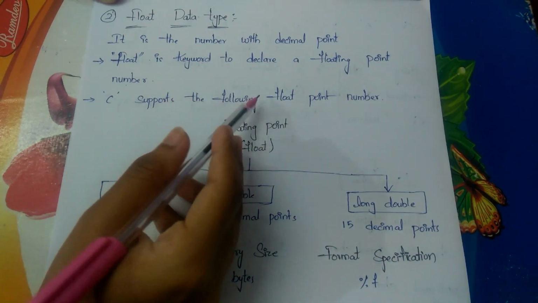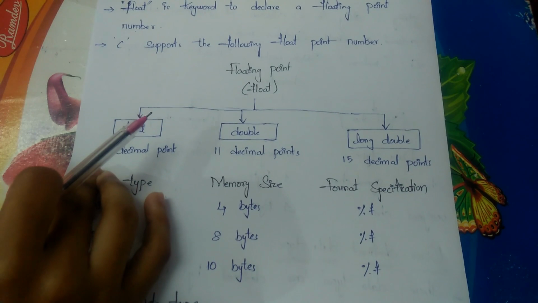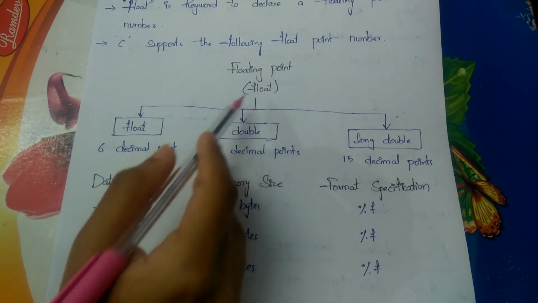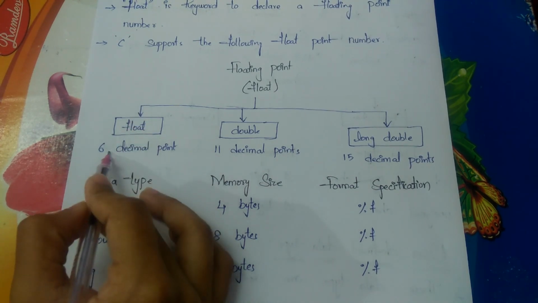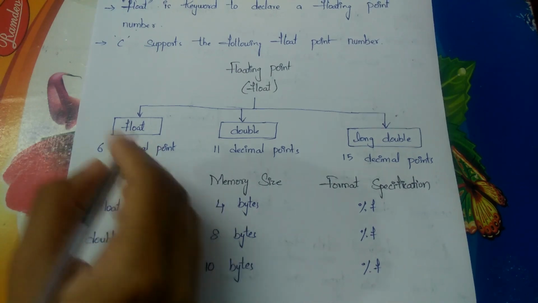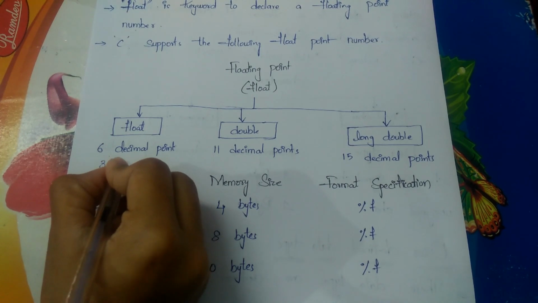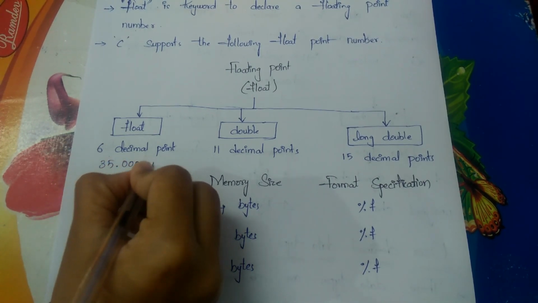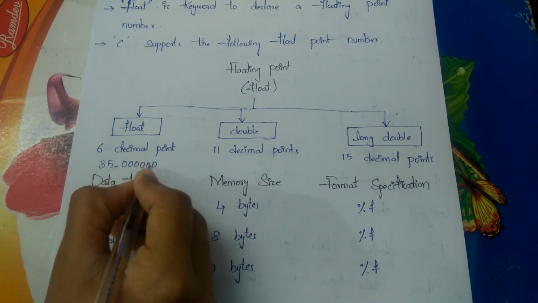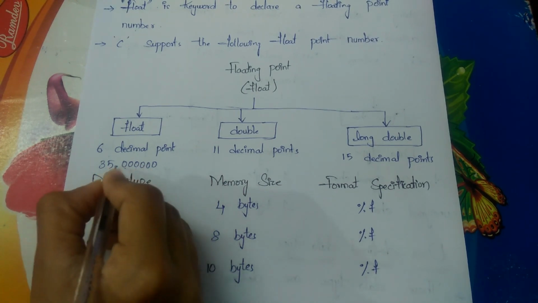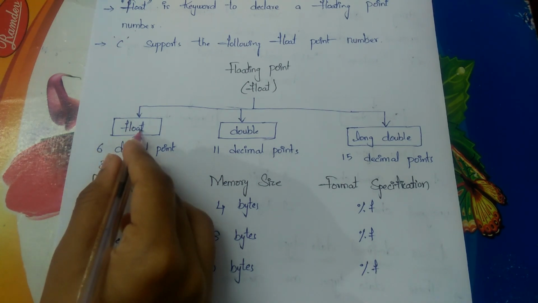Now see, suppose the following floating point numbers. In C we have the floating point, and for that we use float. We have 3 types in this. The first one is float. When we use the float keyword, it takes only up to 6 decimal places. For example, 35.000000. After the point, it takes only 6 digits. So for that we use float.